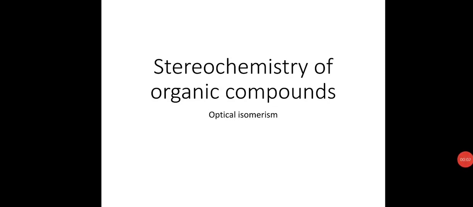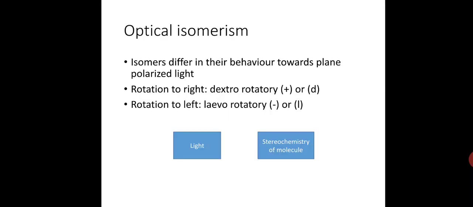In this video, we will be discussing optical isomerism. Optical isomerism arises due to the behavior of a molecule towards plane polarized light. So, optical isomers are isomers which differ in their behavior towards plane polarized light, and this phenomenon is termed optical activity or optical isomerism.